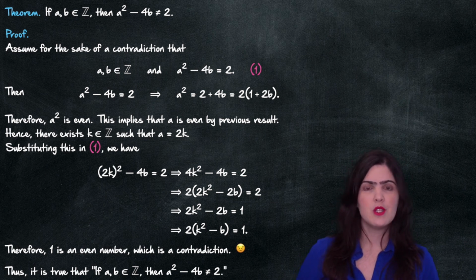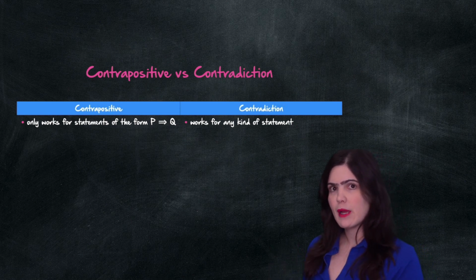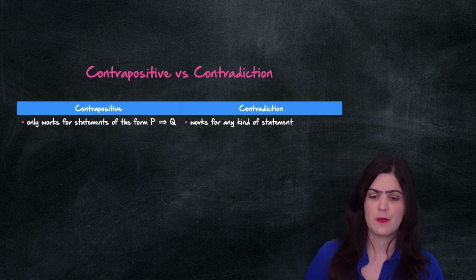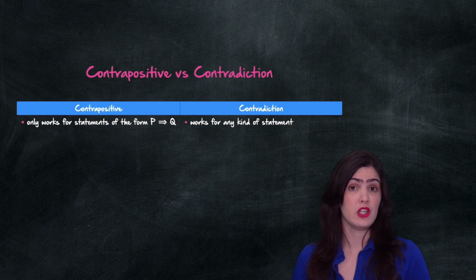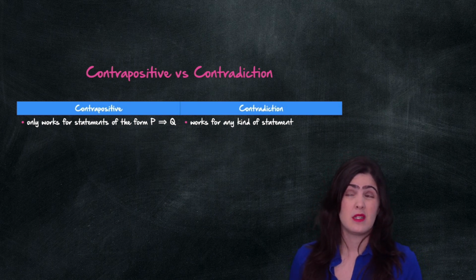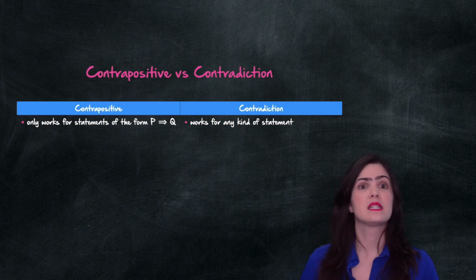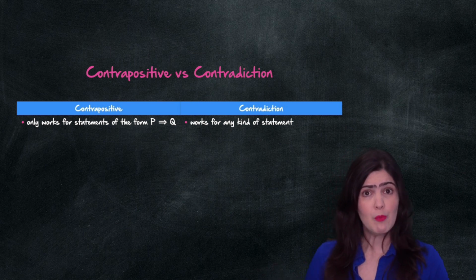Okay, now that we have these two examples, let's try to see what is the difference between a proof by contrapositive and a proof by contradiction. First, proof by contrapositive only works for statements of the form if P then Q. But proof by contradiction works for any kind of statement. Like if we want to prove, as we did before, that there is no smallest positive real number, proof by contradiction is very well suited for that.